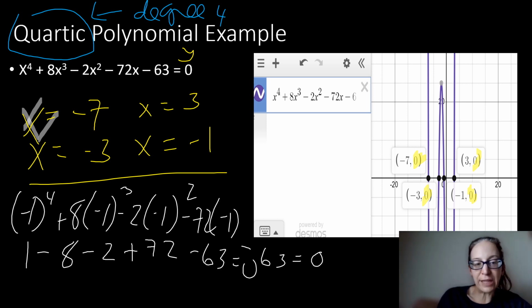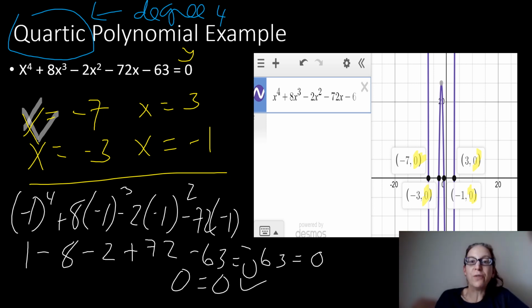You could grab a calculator to do this, but you probably don't care that much. It does end up being 0 equals 0, which again is the definition of what it means to find a solution. And if you're skeptical, you're like, Ms. Taylor, I'm not sure, take the 3 and put it into Desmos: 3 to the 4th power plus 8 times 3 to the 3rd power minus 2 times 3 squared minus 72 times 3 minus 63. I promise you it'll come out to 0, because the graph and the equations are all related.